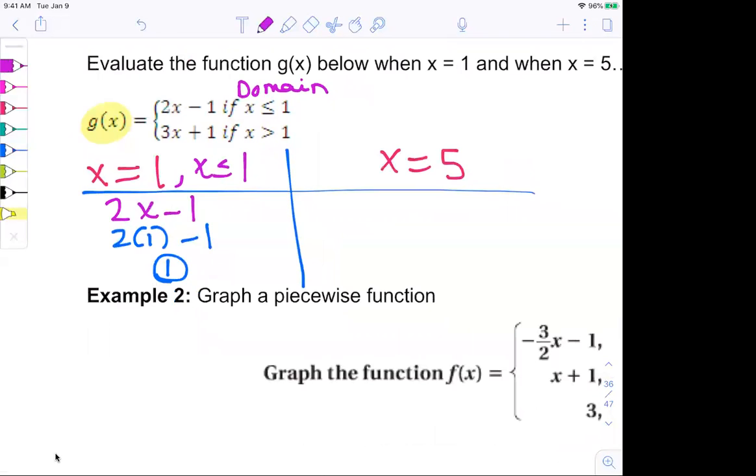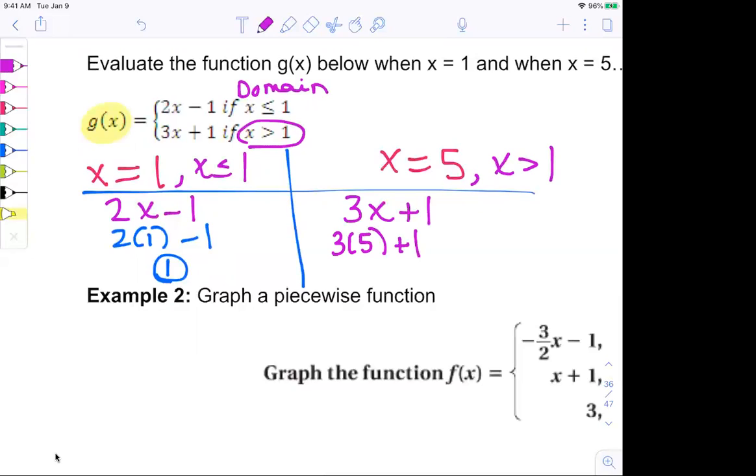Would it be the 3x plus 1? Yeah, and it's 3x plus 1 because that 5 meets the condition where x is greater than 1, because 5 is bigger than 1. So we're using 3x plus 1. So you're going to look at the number that they're giving you and the domain that's listed, and how does that x meet the domain? So after I decide which equation to use, we take that 5 and plug it in.